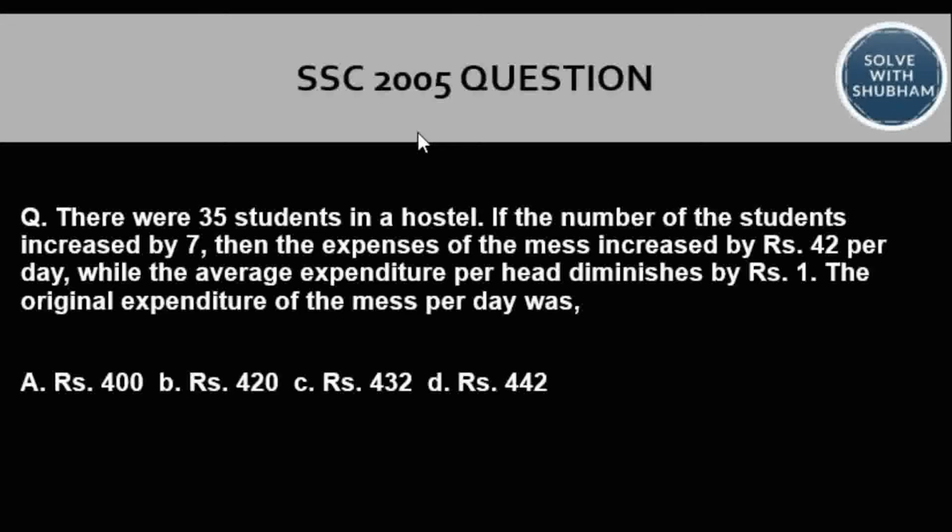Now, the question is simple. You have been given certain information. You are supposed to use the information and then solve the question. Now, let us try solving it. The question says initially 35 students were there. Then the number increased by 7, which means 35 plus 7, 42. Then it says your expenses increased by 42, but the average expenditure per head diminished by rupees 1. Let us try solving it.